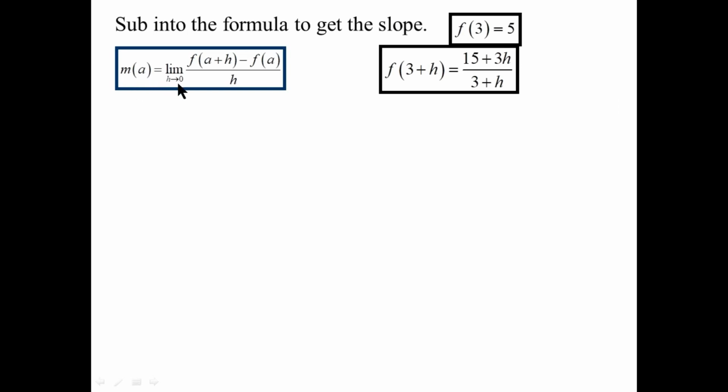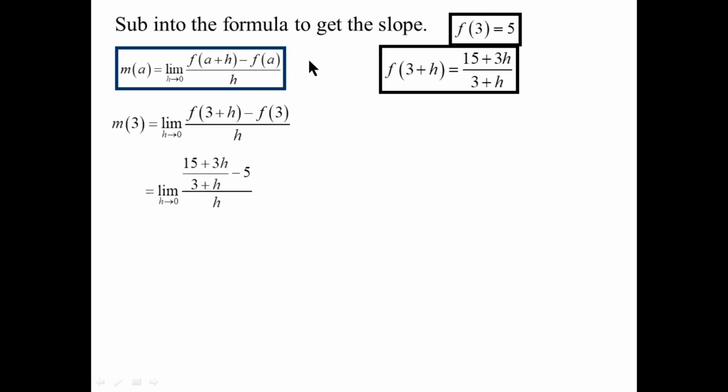So the slope at a is the limit as h approaches 0 of f of a plus h minus f of a over h. And a is 3. So slope at 3 is the limit as h approaches 0 of f of 3 plus h minus f of 3 over h. And you can see that we're very happy that we did some prep work, because now we can just plug this stuff into this formula. This equals the limit as h approaches 0 of f of 3 plus h. Plug that in. F of 3, plug that in.